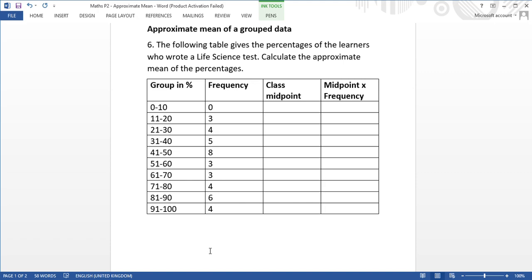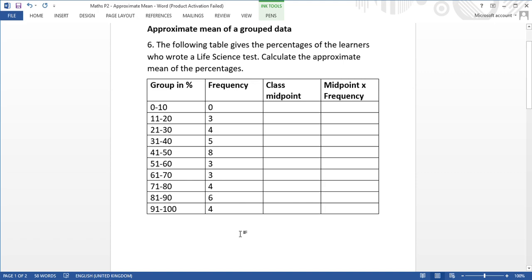Today we are continuing with our series on data handling. Today we'll be discussing how to calculate the approximate mean, that is, when your data is given in groupings. So let's start with today's lesson.